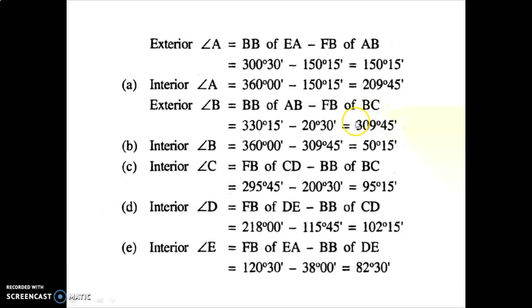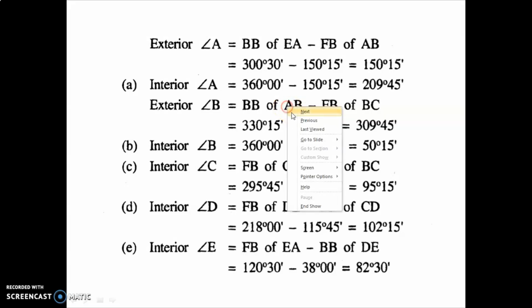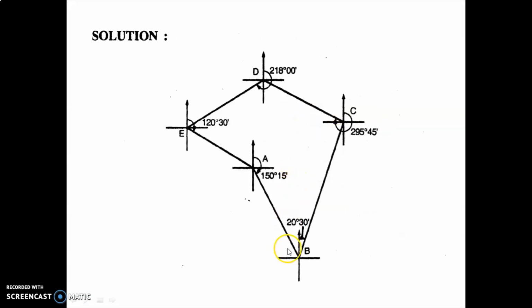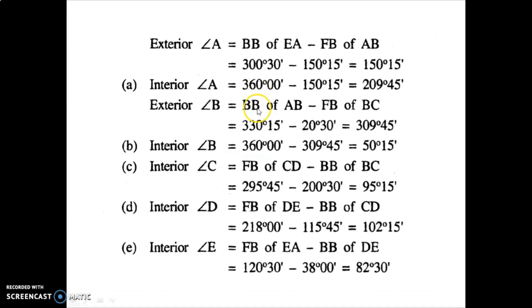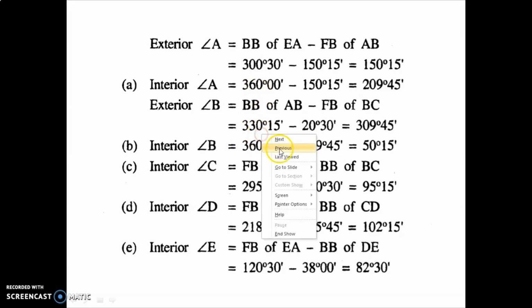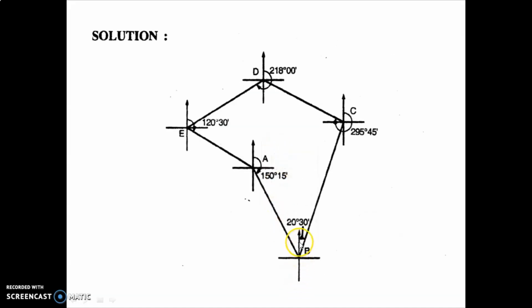Now is this angle exterior or interior? How will you find out? You have to go to your figure. If I mention both my forebearing and back bearing here, the forebearing is already mentioned, 20 degree 30 minute, and the back bearing of line AB will be 330 degree 15 minute, from here to here, as you can see with my cursor. So from 330 degree 15 minute, you deduct 20 degree 30 minute.